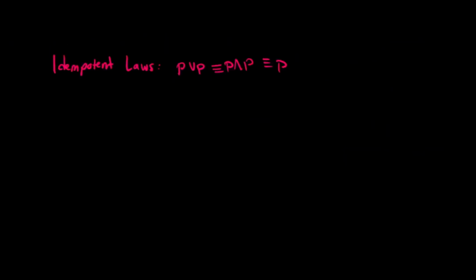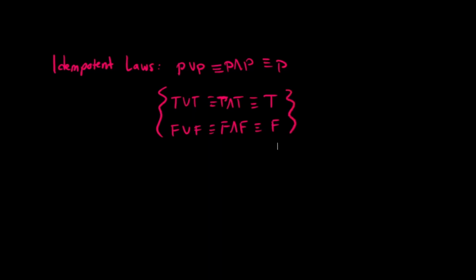So let's look at the idempotent laws. The idempotent laws state this: if I have P or P, it's congruent to P and P, which is congruent to P. So if I have true or true, it's congruent to true and true, which is congruent to true. And if I have false or false, it's congruent to false and false, which is congruent to false. So this is what I like to think about when I hear idempotent laws. Hopefully this makes sense. And let's move on to the next one.